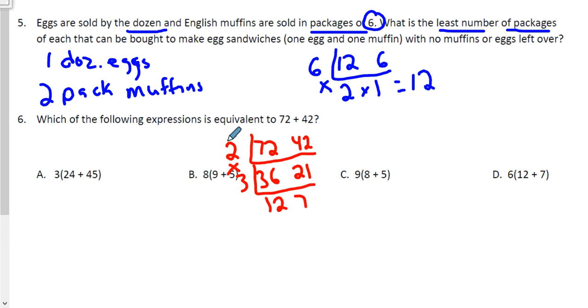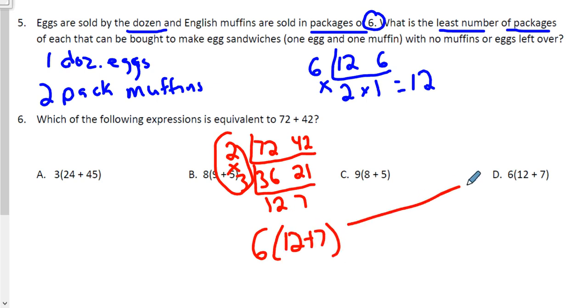2 times 3 is 6. And then what's left down at the bottom gets added in the parentheses. And there's your answer. Another way to do that is actually do the math and get 72 plus 42, and that equals 114. And then go through and do each one of these, add, multiply, add, multiply, add, multiply, add, multiply, to figure out which one of those 4 would equal 114. But this way seems to be the quickest.